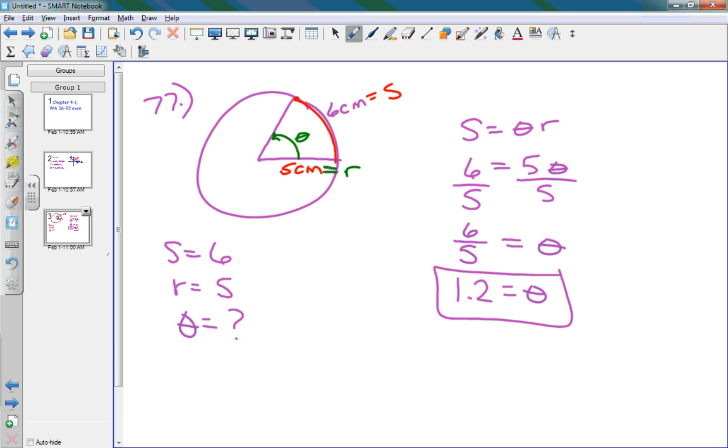Now, if you continue on after that, you're looking at 81 through 84. It's exactly the same thing. They give you your radius, they give you your arc length. You need to find your theta. Do we understand that? For 81 through 84. And then they want it to be in radians.